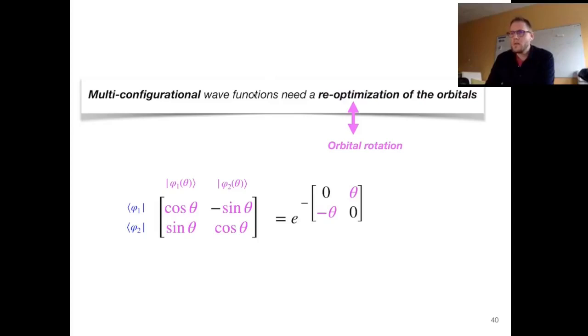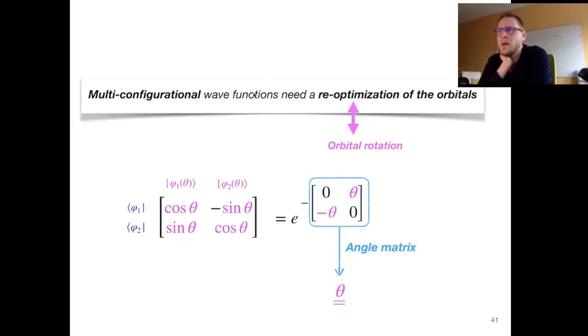So in fact, here, what I've done by using this notation is I have my angle theta, and it's somehow like if I was constructing a simple matrix from that angle. Okay, so I have transformed the angle into a matrix in that case. And if I take the exponential, I can just give back this unitary matrix that represents the rotation.